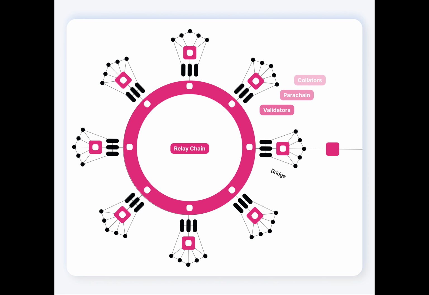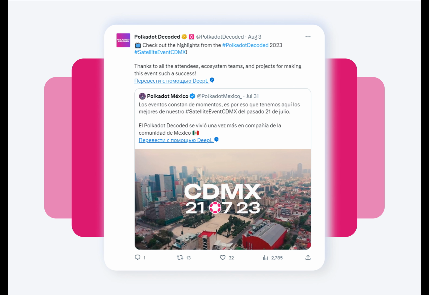The relay chain does not support smart contracts directly, but it relies on the connected parachains to handle the execution of decentralized applications, DApps, and various blockchain-driven projects.